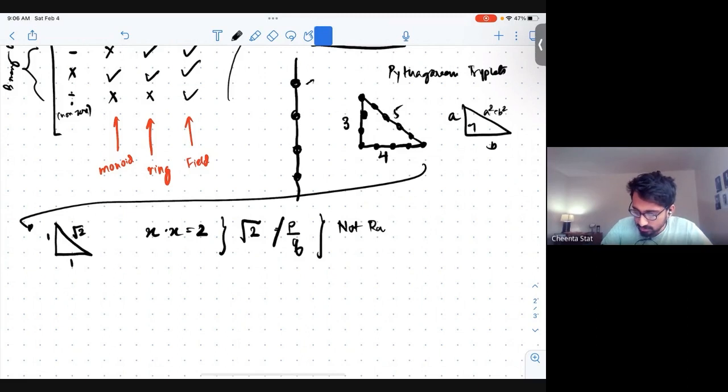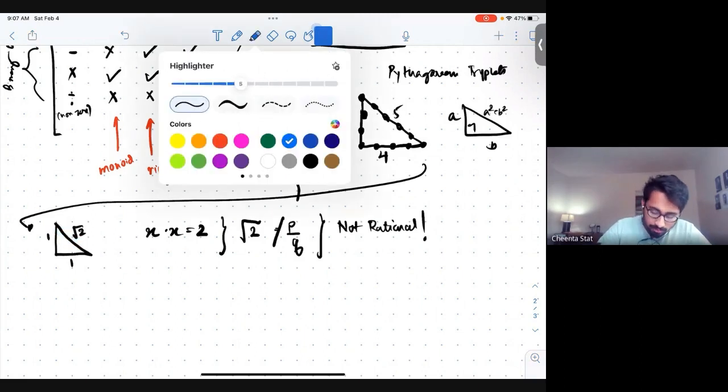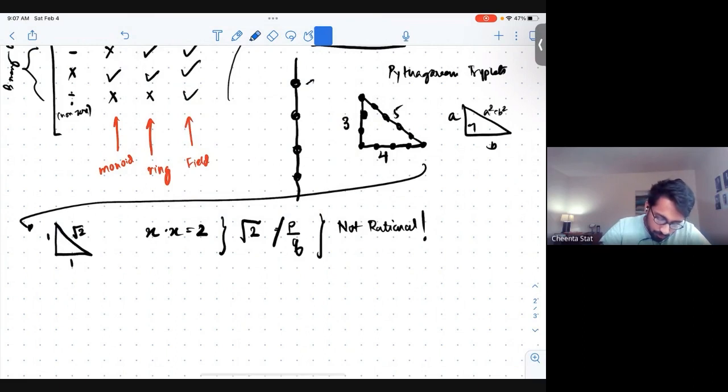Not rational. They proved it. Like they cannot be expressed in p by q format. So they were very surprised. They understood, oh my god, so there is another real number type, another number. This number, this length, which can never be rational.